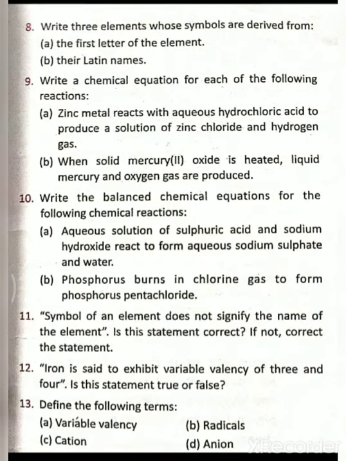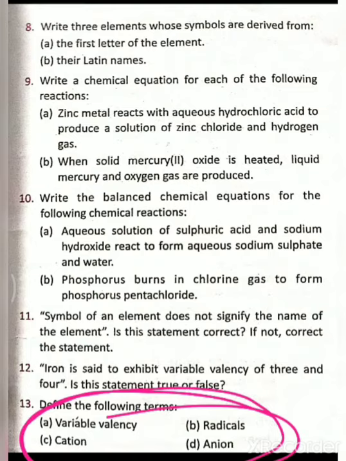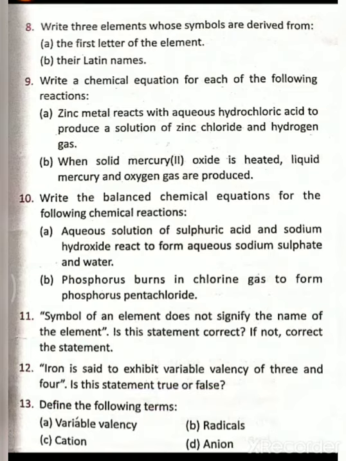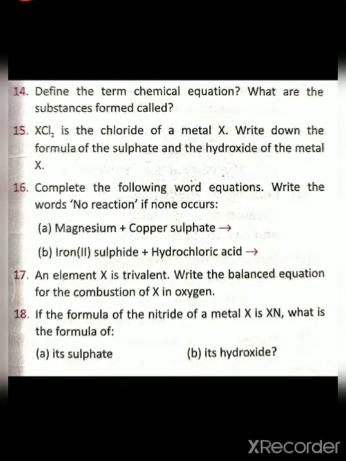Okay, then define the following terms. So you know about all these terms, so I think you can write yourself. Okay, so you do yourself. Then next question, number 40. Define the term chemical equation. What are the substances formed called? This one also you know, you can do yourself. Then number 50.